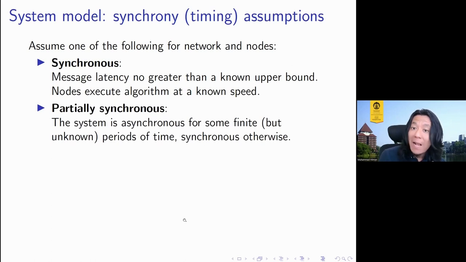The second one is partially synchronous. The system is asynchronous for some messages, but most of the time, it is synchronous. But sometimes, for some period of time, it is so busy that it cannot respond within the small time limit or small latency. So it's called partially synchronous.